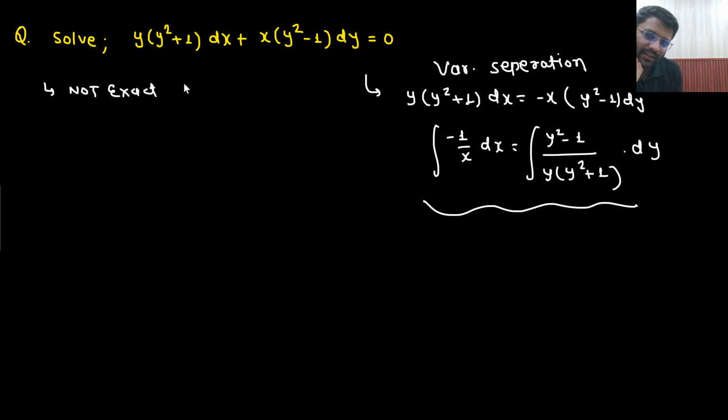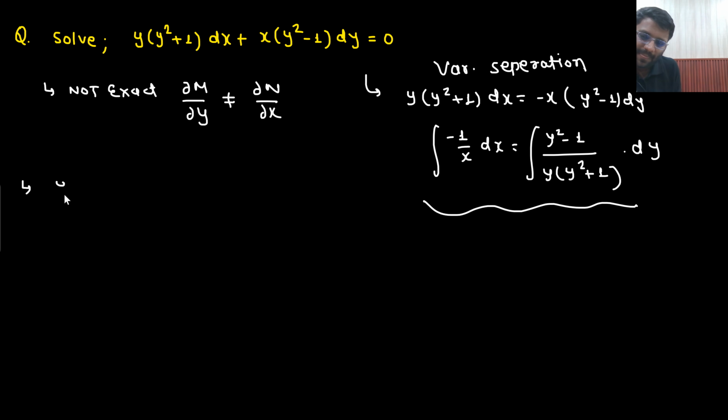On your own, you can check that the partial differentiation of M with respect to y will not come out to be the partial differentiation of N with respect to x. You can check it on your own. They are not exact for sure. So what will click to me next? The next thing that will click to me will be the inspection method. So let's try looking at something.